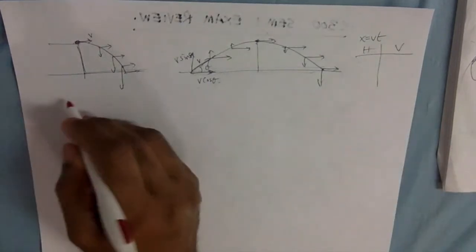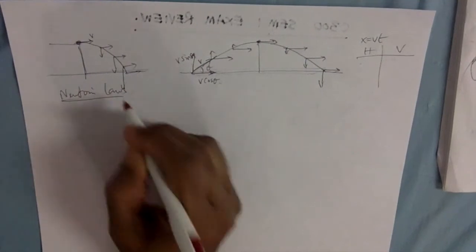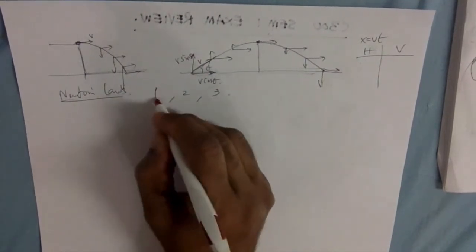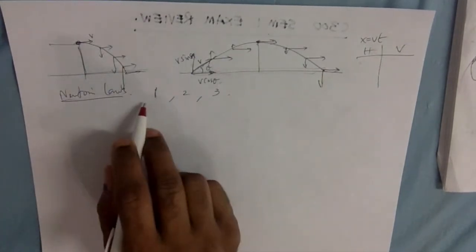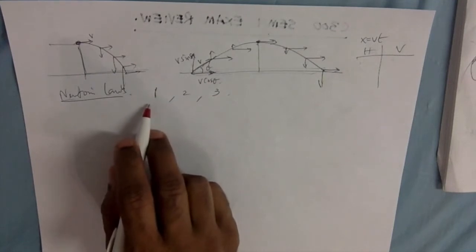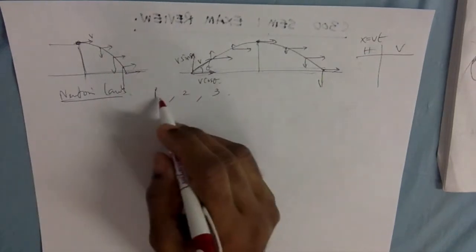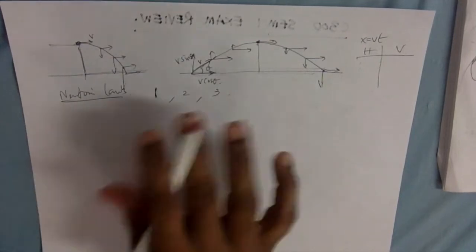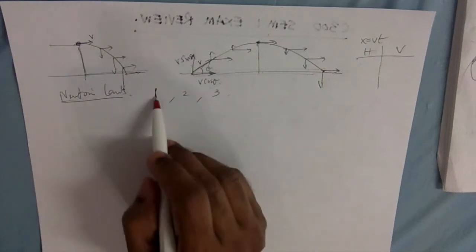And then you have Newton's laws. Newton's laws 1, 2, and 3. The first law is the inertia law, which actually states that an object will stay in the same state of motion unless acted on by external unbalanced forces. So that is basically talking about inertia. So why an object prefers to stay in the same state of motion? That's because of inertia. So that's the inertia law.